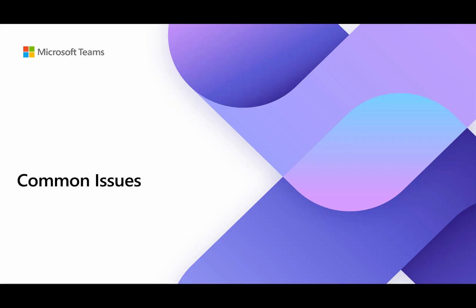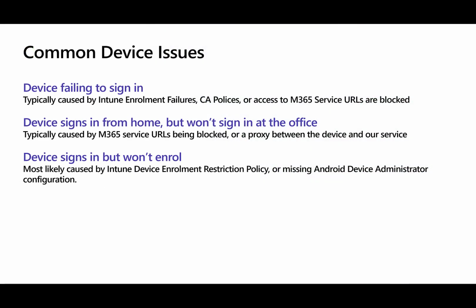Okay, now speaking of problems, the last thing I wanted to touch on is common issues when it comes to enrolling and managing these devices. There are a number of things that I do often see when it comes to enrollment failures or sign-in failures with these devices. The first one is essentially around the device failing to sign in. That could be a phone or a meeting room device. Quite often when the device fails to sign in, it's caused by an Intune enrollment policy failure, or a conditional access policy that stepped in and said, no, the phone's not allowed to sign in.